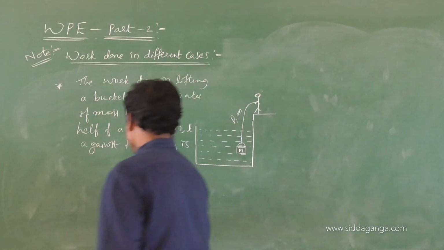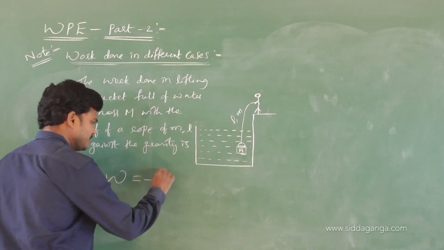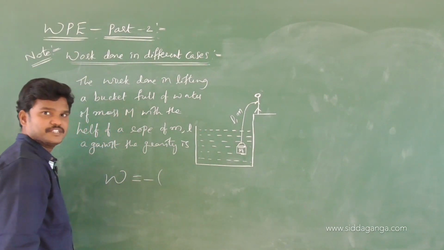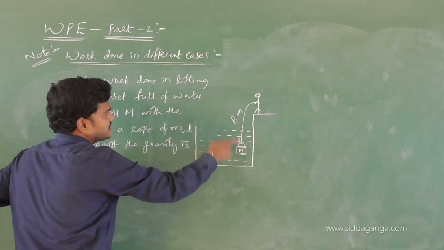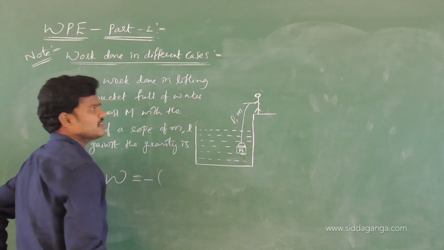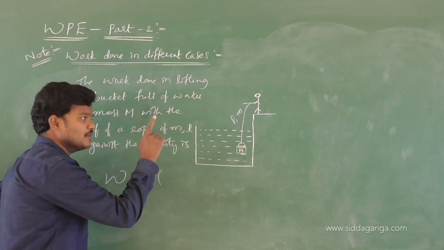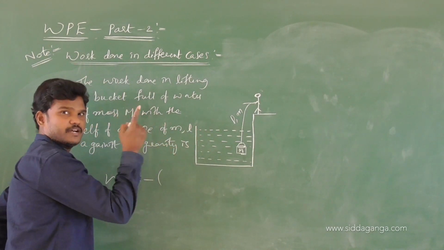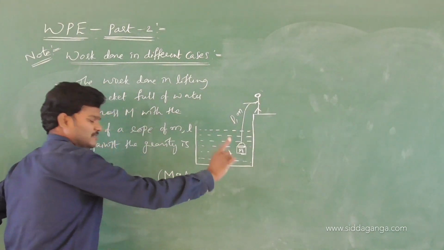So work done, we can write it as negative anyhow, because it is against the gravity. Against the gravity means negative. This is to be lifted. At what height is it lifted, tell me? If L is the length of the rope, then at what height is it to be lifted? L height. So the mgh formula, capital M, g, h, nothing but L.